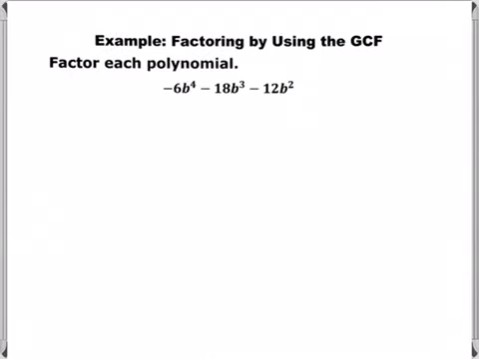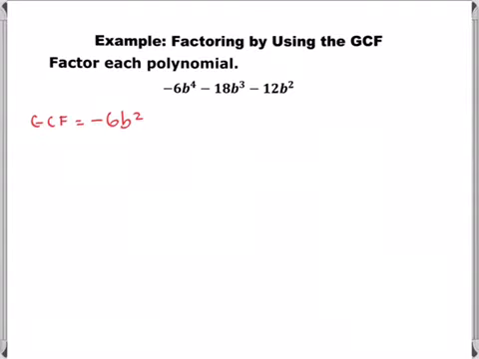This time we have negative 6b to the 4th minus 18b cubed minus 12b squared. So we're going to find our GCF. 6, 18, and 12 all have 6 in common, but I'm going to pull out a negative 6, since they're all negative anyway, it'll make the numbers inside positive when we're done. And then b to the 4th, b to the 3rd, and b squared, I can take out a b squared.